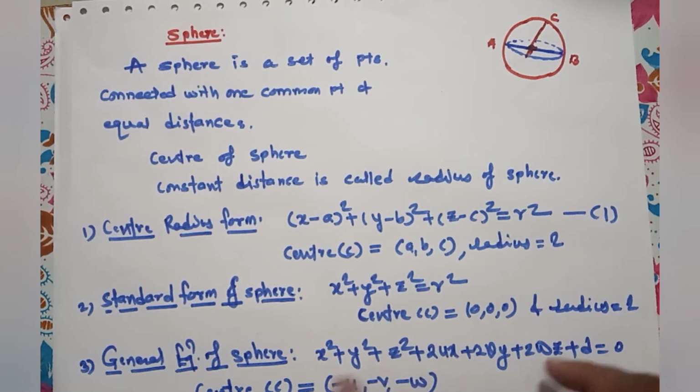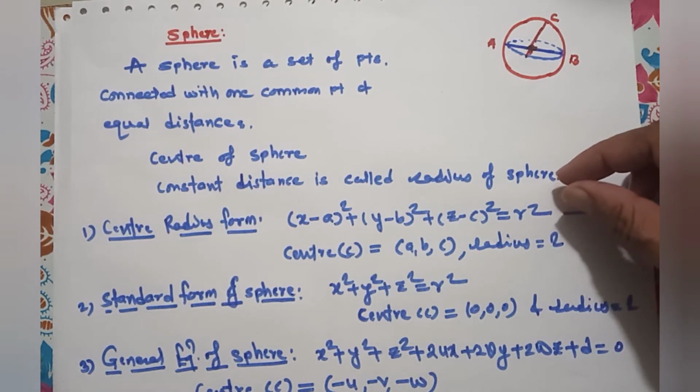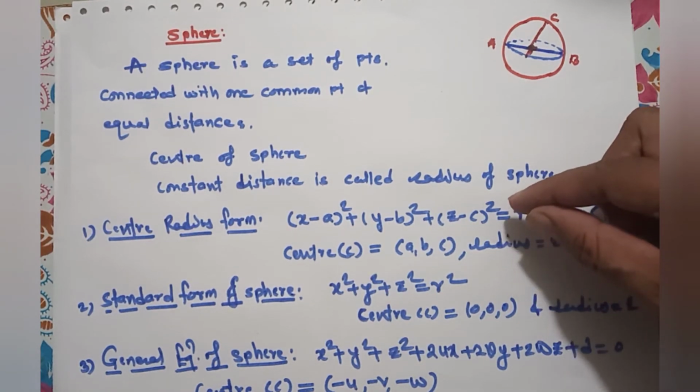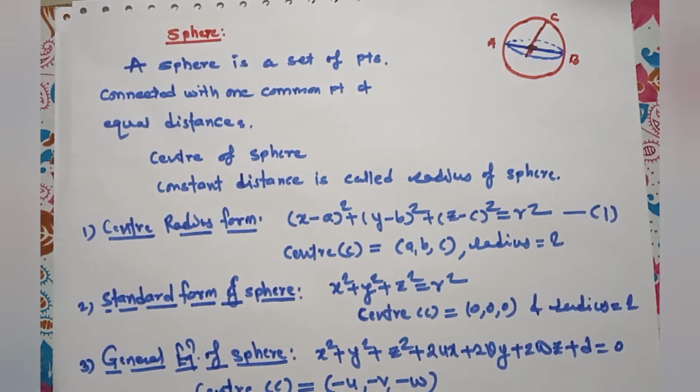If the general equation of the sphere is given, from that we can calculate the center and radius, as well as if the center and radius are given, we can write the equation of the sphere in center radius form. Or if the center and radius are given, we can write the general equation of the sphere also.